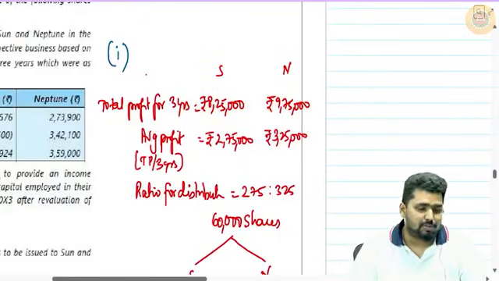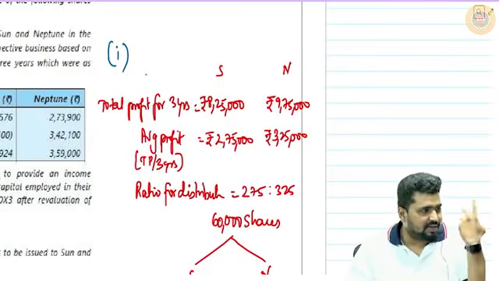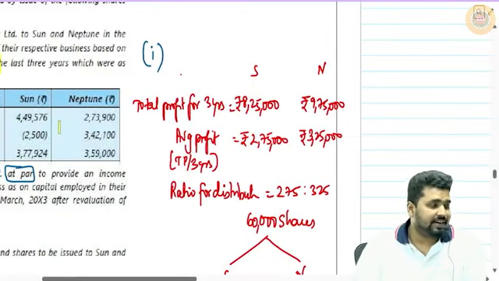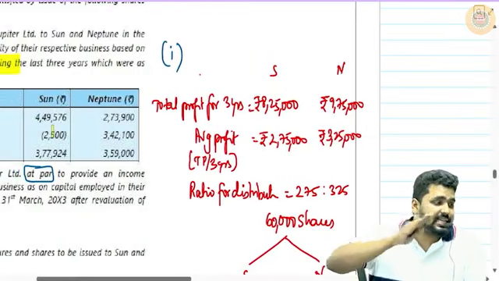Total profit ratio, average profit. Take simple average only, not weighted average. Clear? When you take a weighted average, there has to be a sequence of increase.